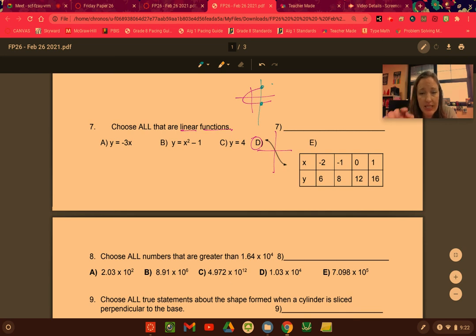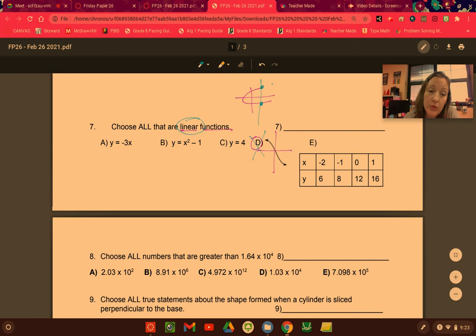So D is a function, but is it linear? No, Mrs. Golding, it's a squiggly line. So it's not linear. It is a function, but we want to have both. So A, is it linear? And is it a function? No, it's not linear. Letter A, why not? Because it won't pass through the origin. I love that you just said that.